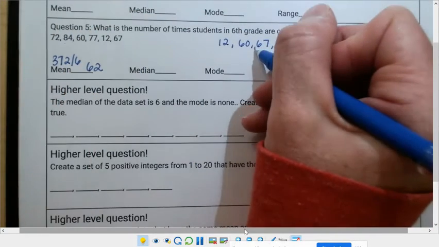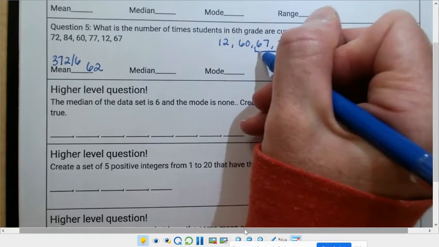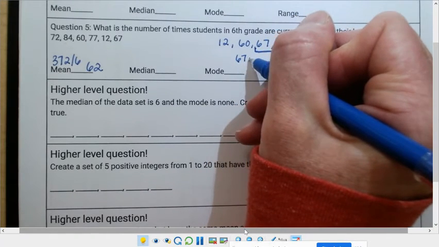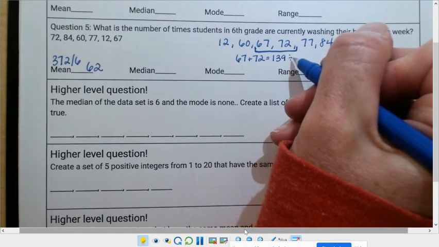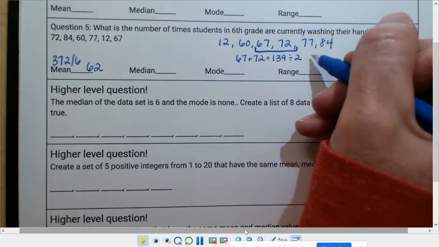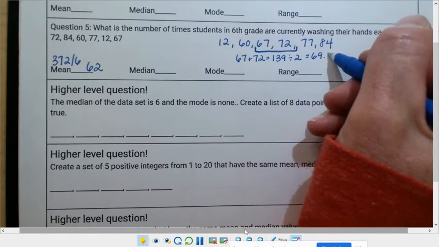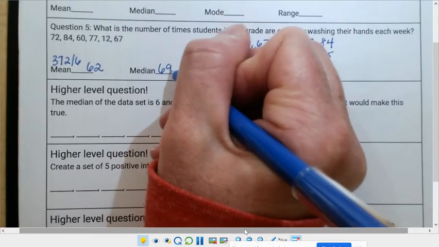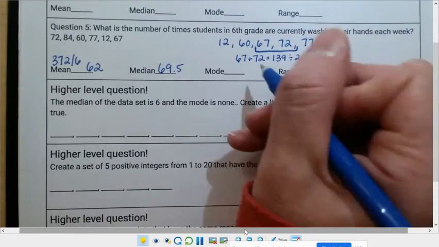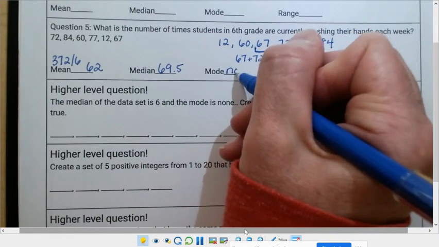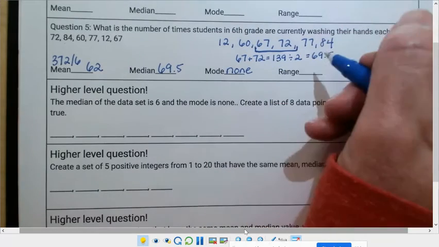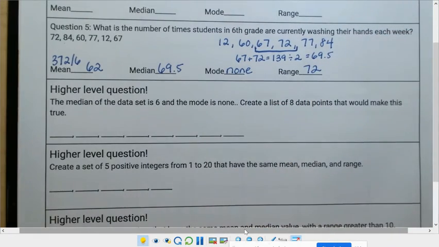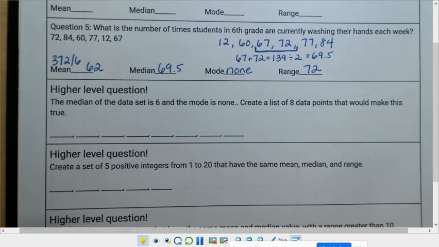For my median, I have to find the middle between these, so I will add them, which is 139, divided by 2, which gives me 69.5. So that's my median. My mode, none of the numbers repeat, so that's none. And for the range, you should have had 84 minus 12, which is 72. And that is how you find mean, median, mode, and range for a data set.